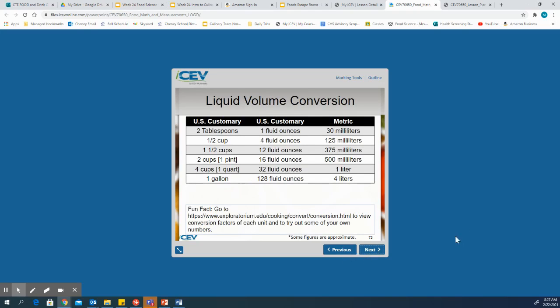The great thing about this in the modern day is that we all have phones or some sort of technology. If you are completing a recipe and you're still not completely sure about conversions, you can always use your phone. But after you use a certain amount of conversions over and over again, you kind of start to remember them.